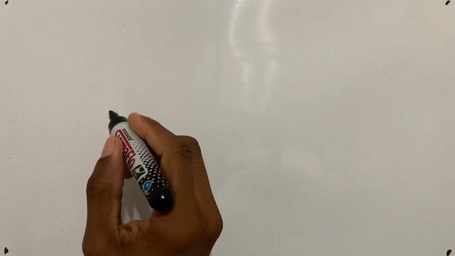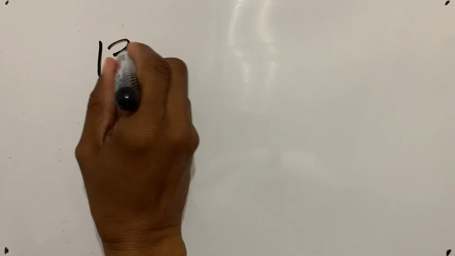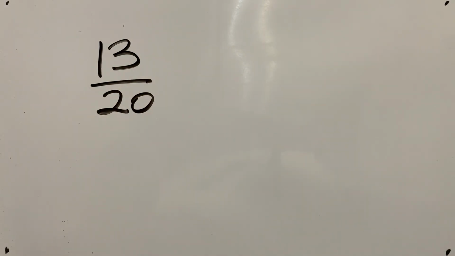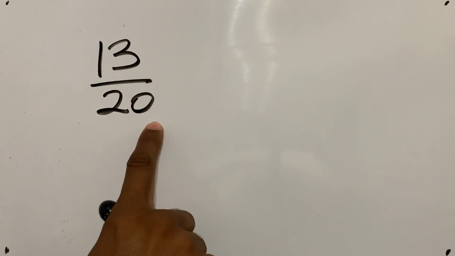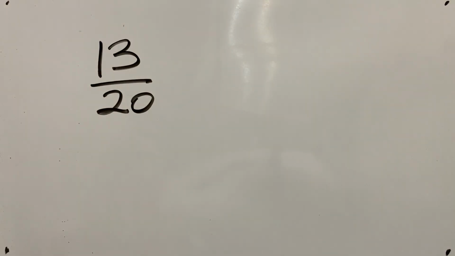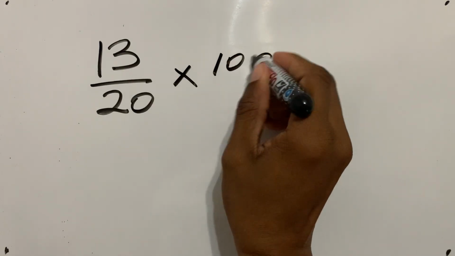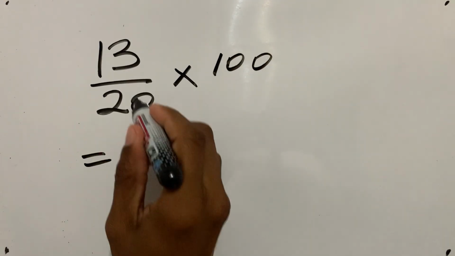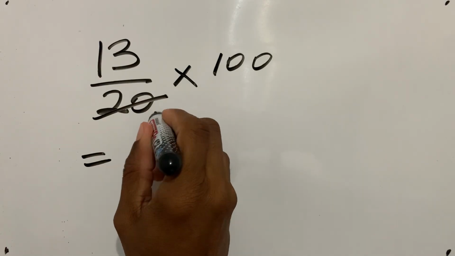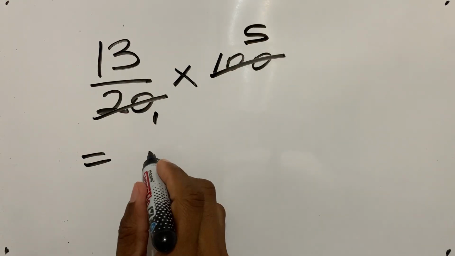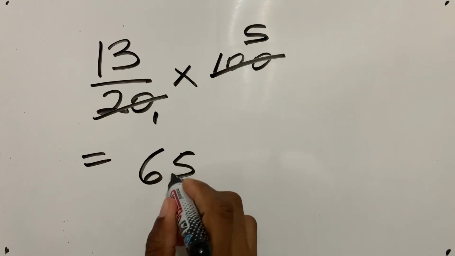In an exam, if we got 13 out of 20 questions correct, meaning there were 20 questions and we got 13 correct, what's our percentage on that exam? We just multiply this by 100, okay? And we will get 20 into 20 goes 1, 20 into 100 goes 5. 5 times 13 gives us 65%.